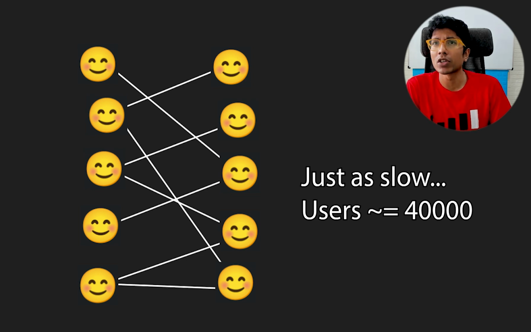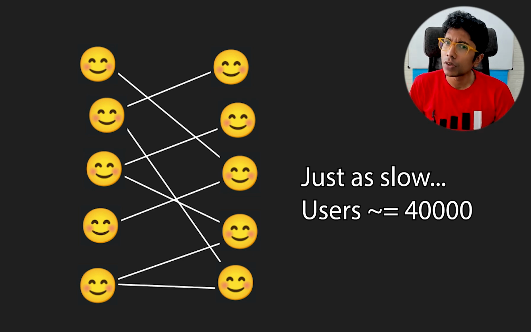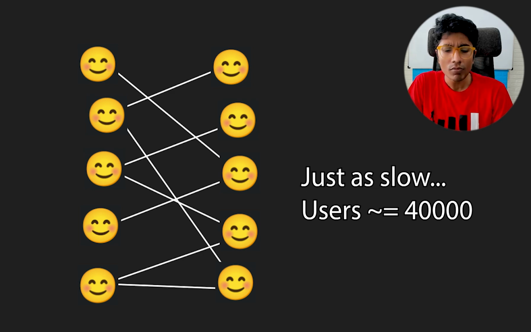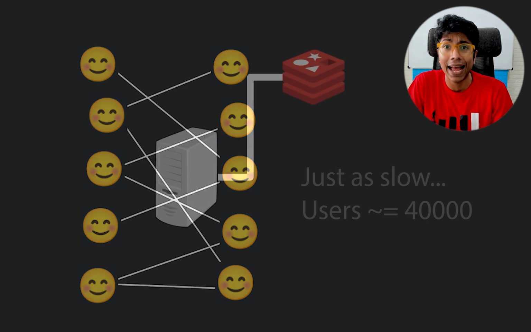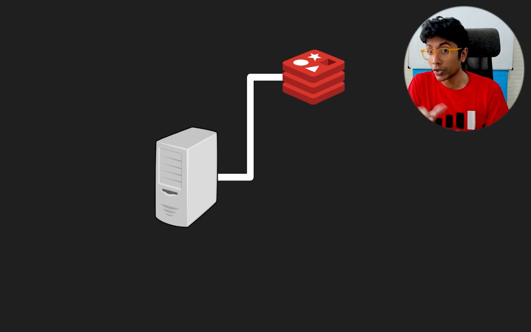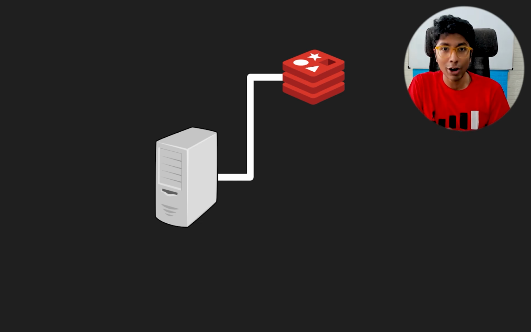I think the number was something like 10,000 or 1 lakh, which is 10 raised to the power 5. So BFS should have worked. It didn't work. That's when I suggested, hey, why don't you just cache the results? This was super effective. It worked out really well.